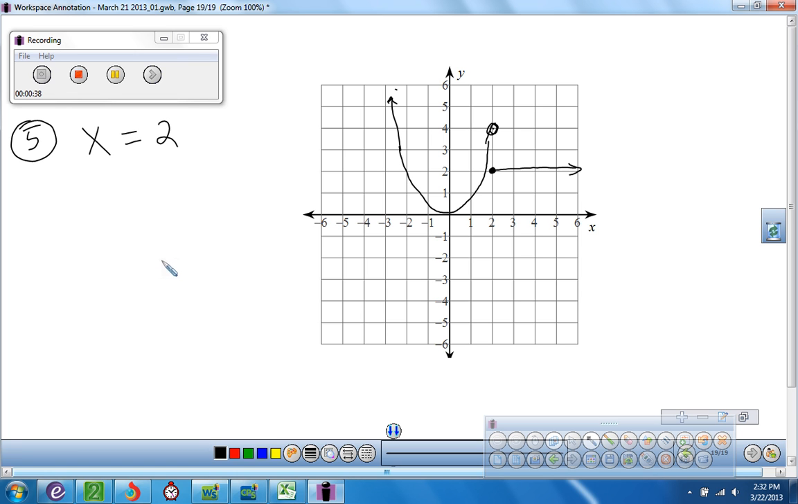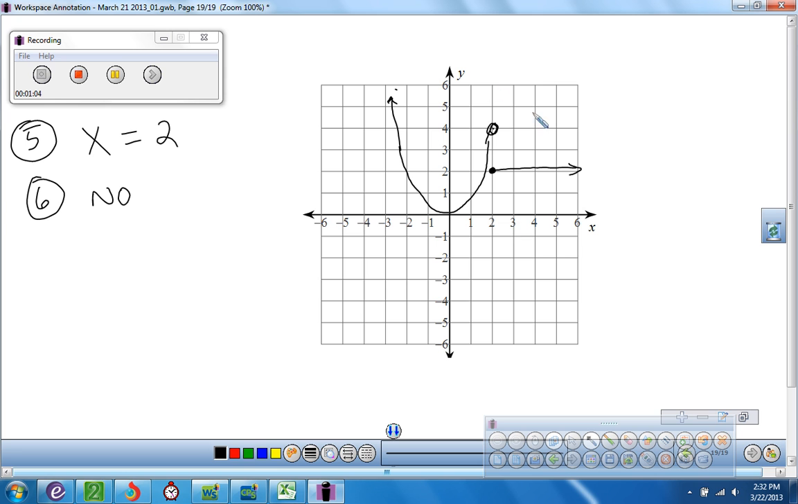Now, for this one, is it undefined at any point? Well, to be undefined, it doesn't exist at that point. Here, as x gets closer and closer to 2, we're on this graph. But as soon as it gets to 2, it jumps down here, so it still exists, so this would be a no. It exists everywhere.